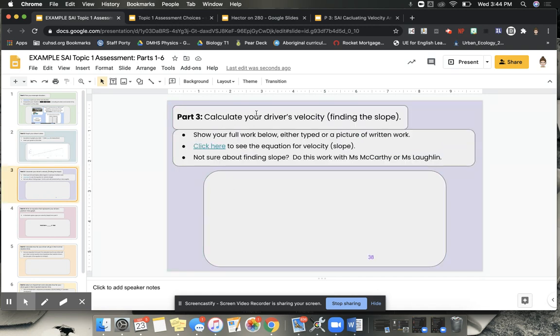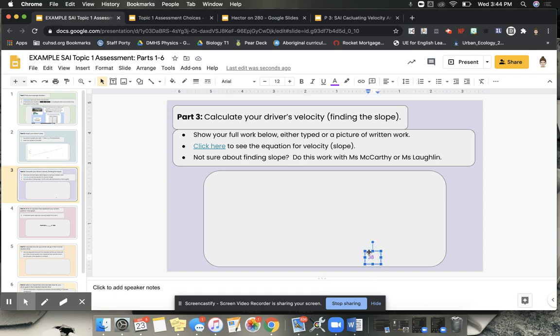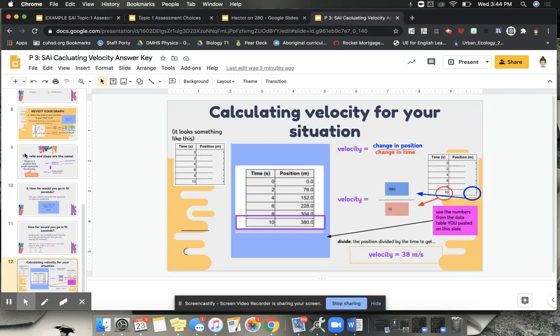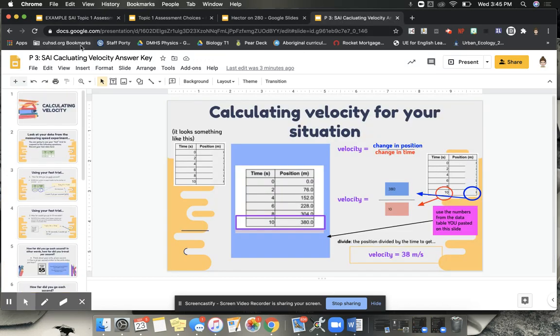Part 3 is to calculate your driver's velocity. This is finding the slope. Another way to say this is finding your driver's speed. How quickly are they driving down the road? So the way that we're going to do that is we have this other assignment that we worked on in class called calculating velocity. Both periods do have an answer key available to you.